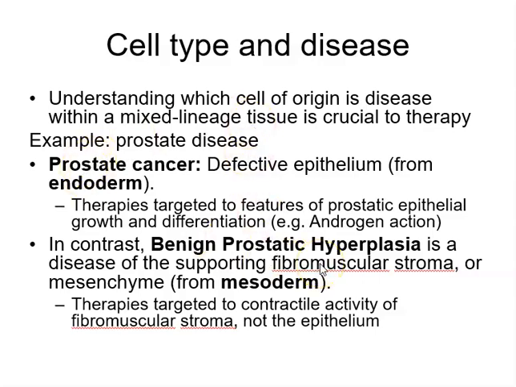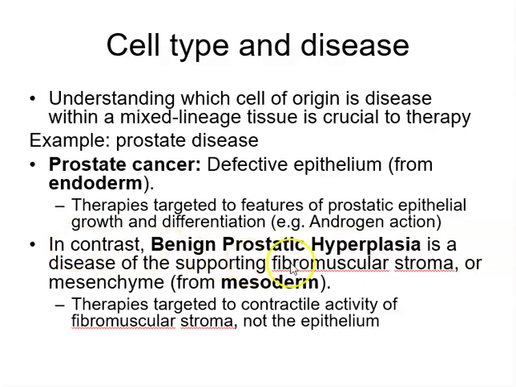And as a nice example, we'll start looking at prostate disease, because we've got two major diseases of the prostate, one caused by defective epithelium, prostate cancer, and that's derived from the endoderm epithelial cells, and these are epithelial cells which have become mutated and overgrown. And therapies aimed at this prostate cancer disease are aimed at the prostate epithelial cell growth and differentiation, which is androgen or testosterone driven. So we use an anti-androgen to treat this disease.